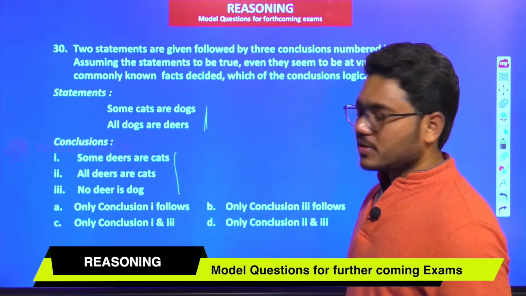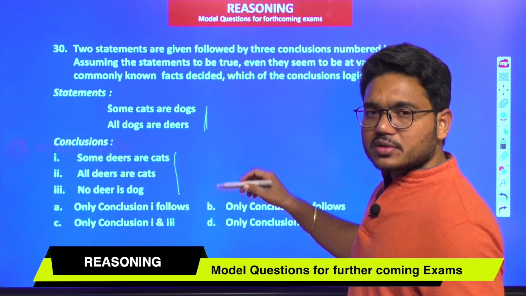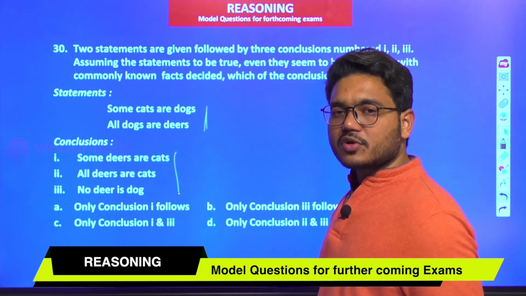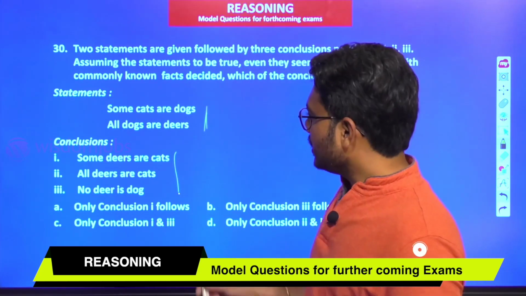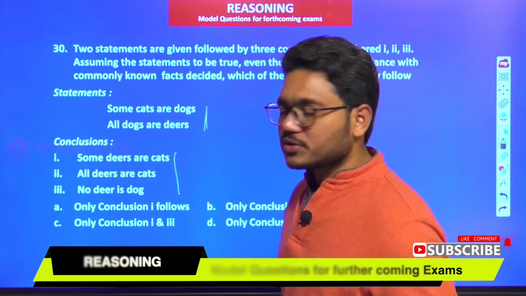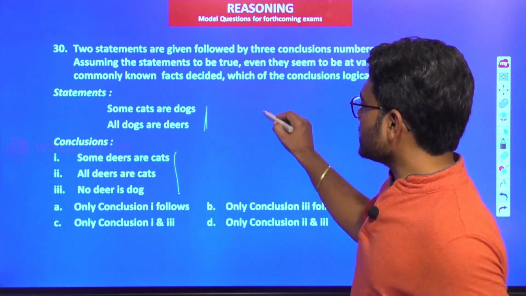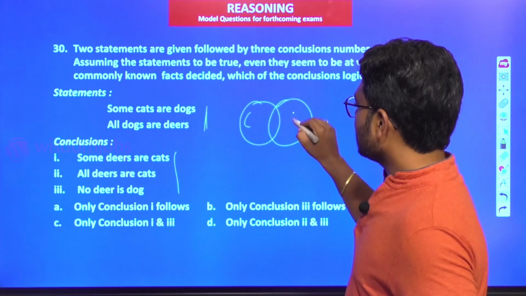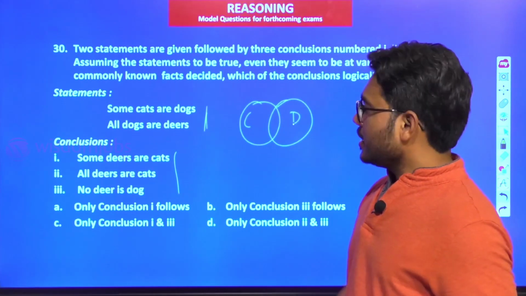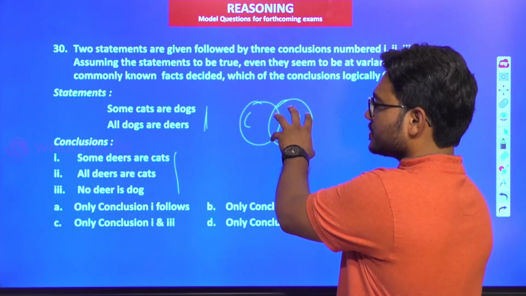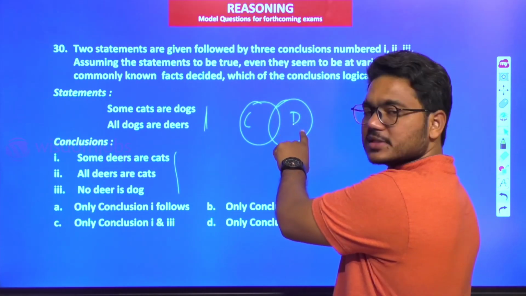Some cats are dogs. Based on basic preparation or a basic idea about these topics, you can identify these basic problems and basic models; check our videos also. Let us go ahead with this. Some cats are dogs can be represented by this: cats, dogs, isn't it? Then all dogs are deers.